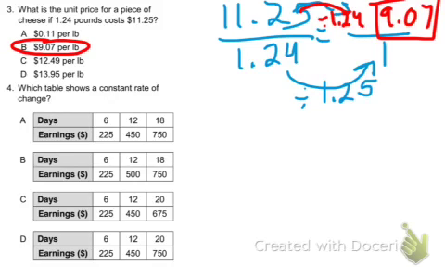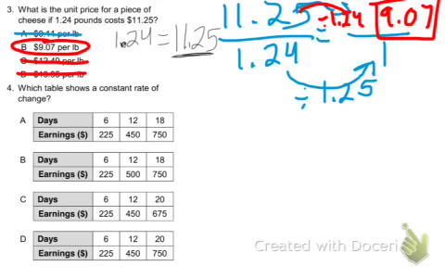How we can estimate that is we know that 1.24 pounds is $11.25. If we're decreasing the number of pounds, this number is going to decrease. So obviously, this and this cannot be the answer. And A just is way too low. 11 cents per pound means that 1 pound, or 1.24 pounds, would still be less than $1, and it's not, so A cannot be the answer either.